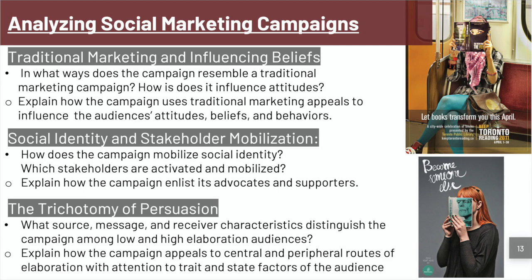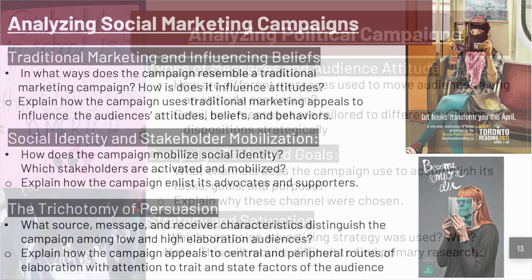Third, and finally, if you're working within the social marketing campaign realm, you might think about the trichotomy of persuasion, the source, message, and receiver characteristics, and ask yourself how these are distinguished among high and low elaboration audiences. Of course, that would require you to make some pretty sophisticated connections to elaboration likelihood modeling, and would probably be a good sign for a quality paper. If you follow that route, you might explain how the campaign appeals to central and peripheral routes of elaboration with various details and attention to trait and state factors of the audience.